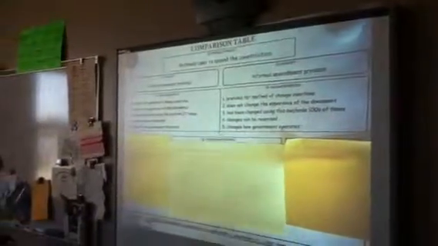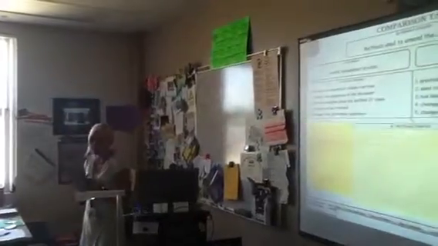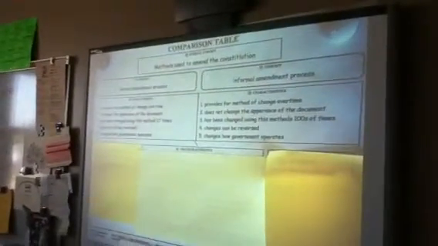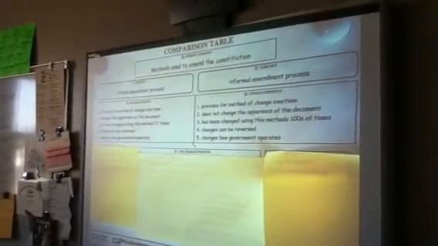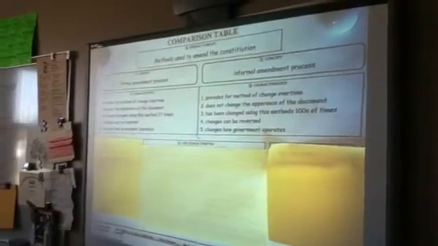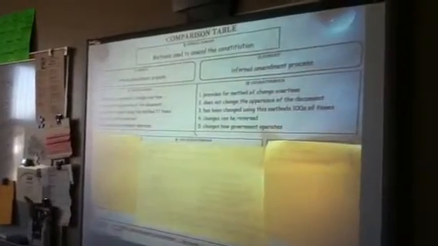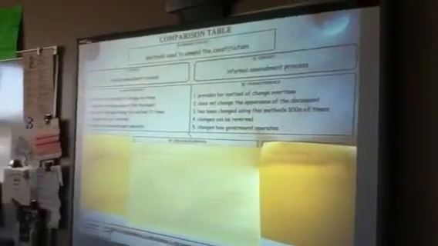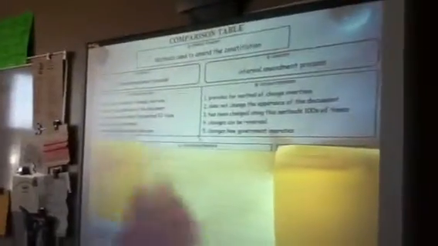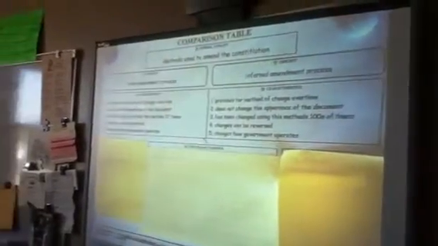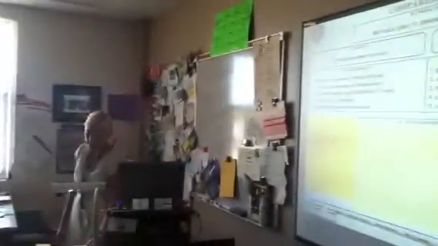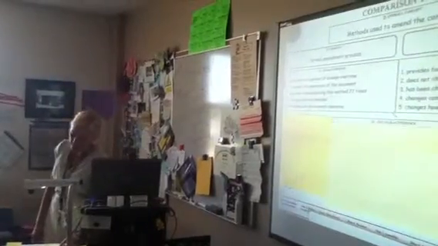Okay, guys, remember yesterday we started our comparison table looking at methods used to amend our Constitution. The most important factor of what we're looking at here is how has this document remained relevant for over 200 years. We're using our comparison table to really bring out the characteristics of the two different concepts, the formal amendment process versus the informal amendment process. We looked at our characteristics yesterday. Let's review the formal amendment process.